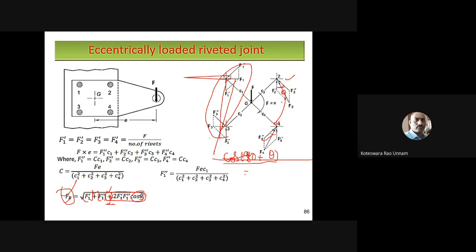So if you don't know that concept, what you have to do is estimate the resultant force for all the rivets. Then out of that you need to pick the maximum value and you can design the rivets based on that.